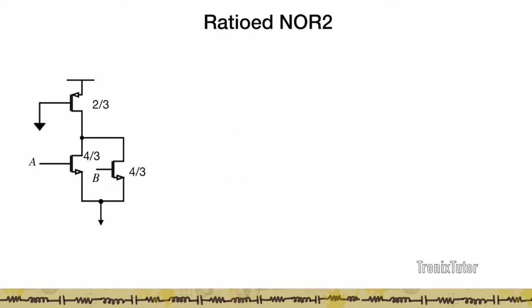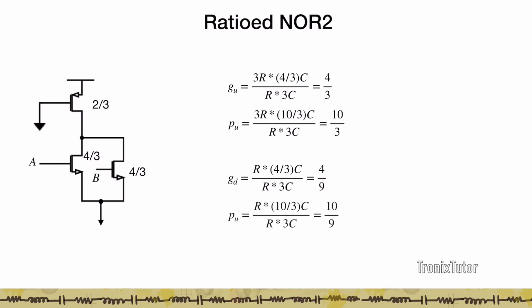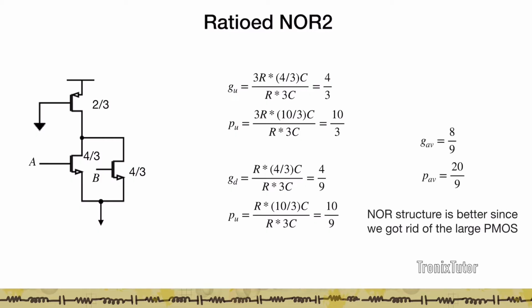If I look at the ratioed NOR2 gate, the NOR2 gate has a pull up logical effort of 4/3, and the parasitic delay associated with the pull up is 10/3. The pull down has a good logical effort of close to half, or 4/9, and the delay is roughly 10/9. So in this NOR2 structure, you see that it has an average logical effort of less than 1, so it's less than that of a static CMOS inverter. Parasitic delay is slightly higher.